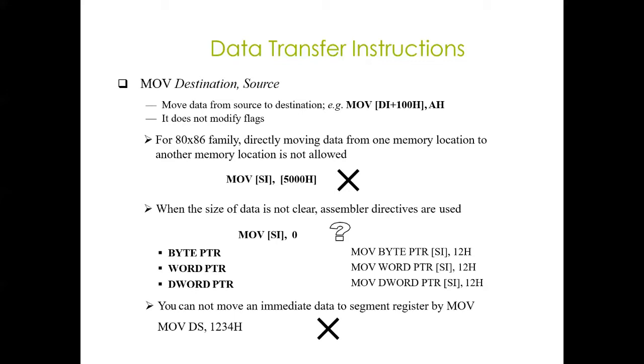MOV MEM, AC, move the contents of accumulator AL or AX register to the specified memory location. MOV REG or MEM, REG, in which memory to memory movement is not allowed.